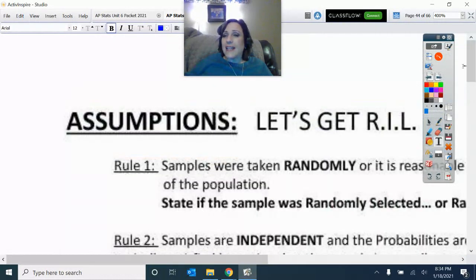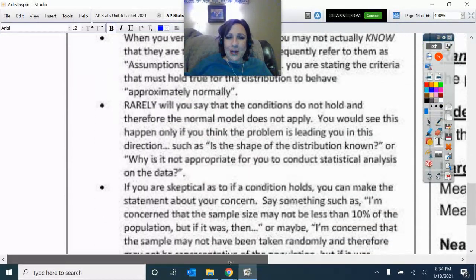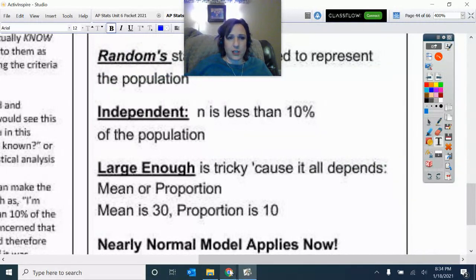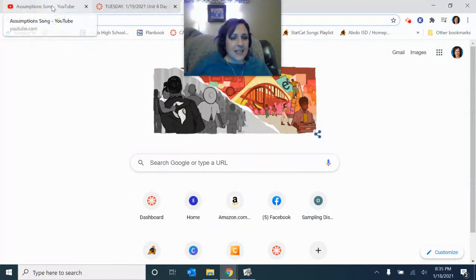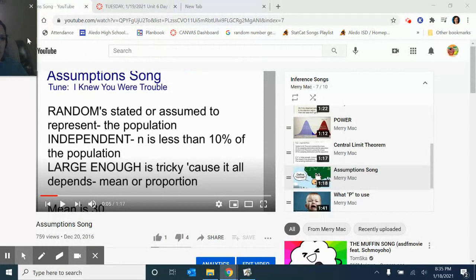So you know what? Let's do our conditions song. And then I'll probably have a third last problem. Here we go. Let's find that assumption song. I'll get off the screen here so that you don't have to watch me enjoying the song.